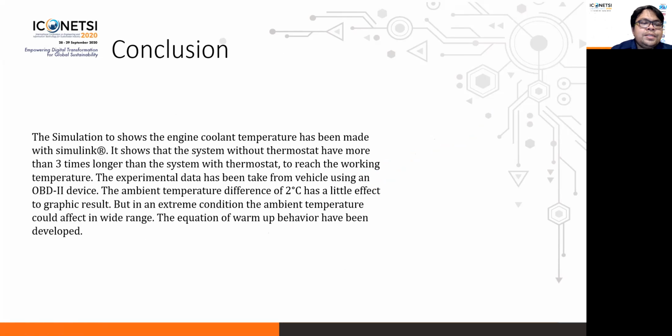So the conclusion here is the simulation has been made with Simulink. It shows that the system without thermostat takes more than 3 times longer than the system with thermostat to reach the working temperature of the engine. Using the experimental data from the OBD2 device, the ambient temperature difference of 2 degrees Celsius has a little effect on the graph result, but in extreme conditions, the ambient temperature could have an effect. So the equation has been developed for that.